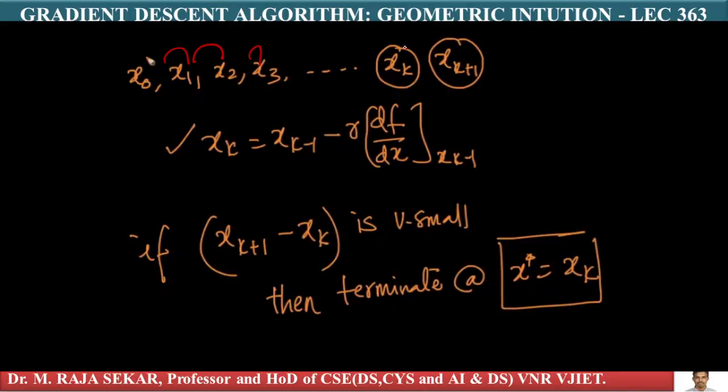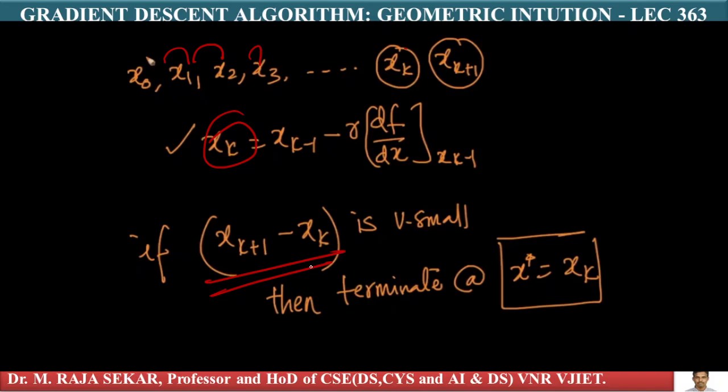Let's assume at some iteration, the kth iteration, we reached xk. What is my xk? xk equal to xk minus 1 minus r into df by dx at xk minus 1. Once we reached xk, now let's assume we computed xk plus 1 minus xk.